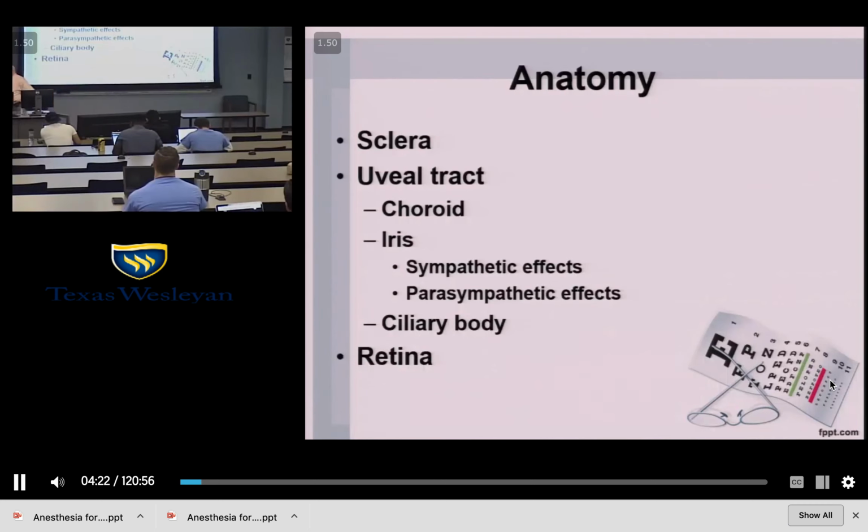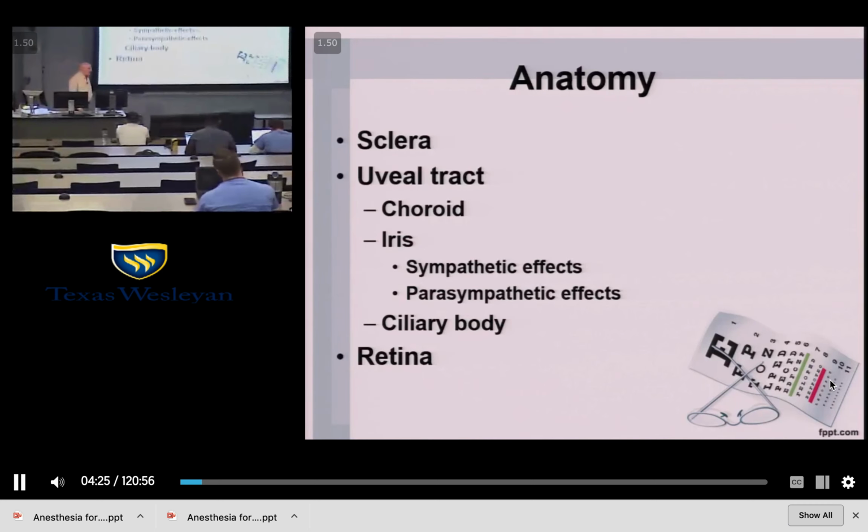Good. So eyes are one of the most frequent, most common surgeries for elderly patients. All right, eye surgery, cataract surgery, whatever it may be. Let's very quickly talk about the anatomy of the eye. Some of this I expect you to know, some of it I don't. I'll let you know.